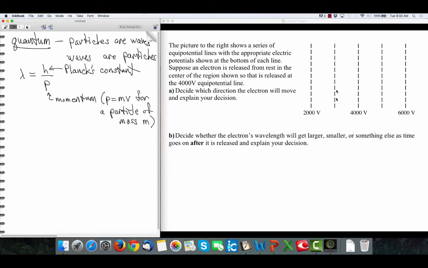Picture to the right shows a bunch of equipotential lines. So these dotted lines or dashed lines are constant potential lines. The potentials are listed here. Here's 2,000. There's 4,000. There's 6,000 volts. Suppose an electron is released from rest at the center of this region, so it's released right here at 4,000 volts. Decide which direction the electron moves. Explain how you decided that. And decide whether the electron's wavelength will get larger, smaller, or something else as time goes on after it's released.